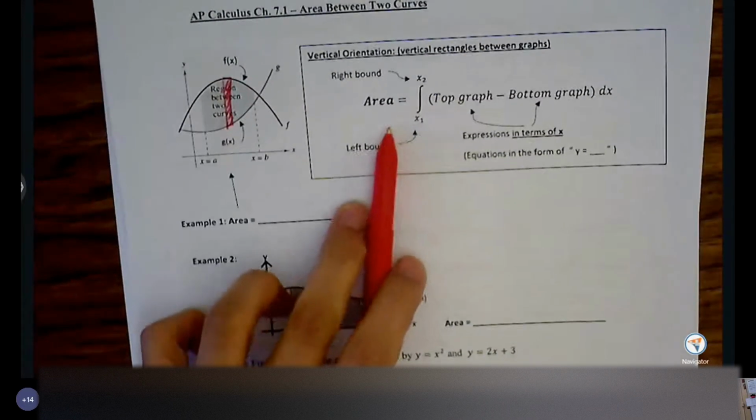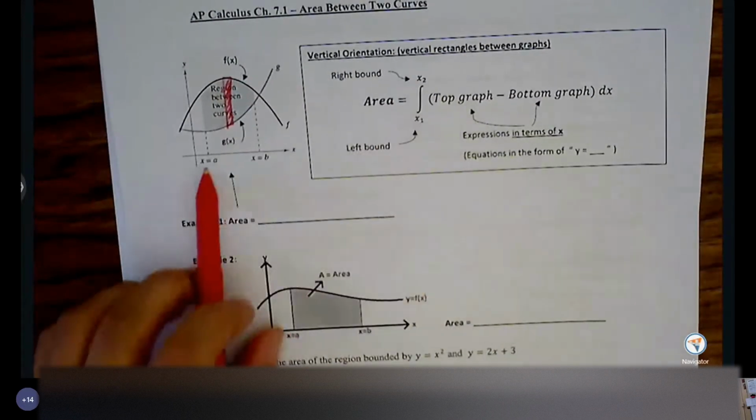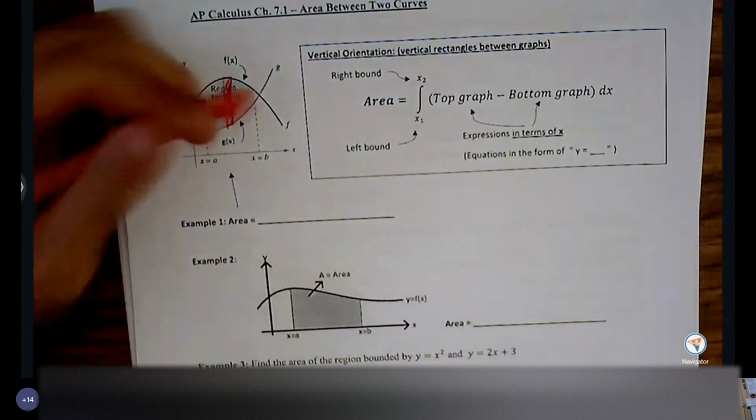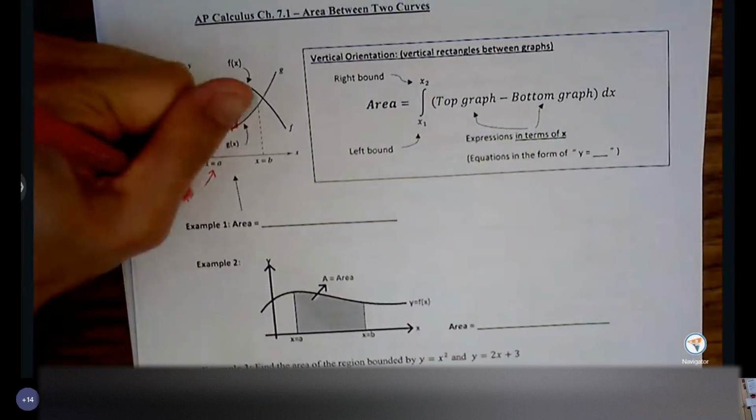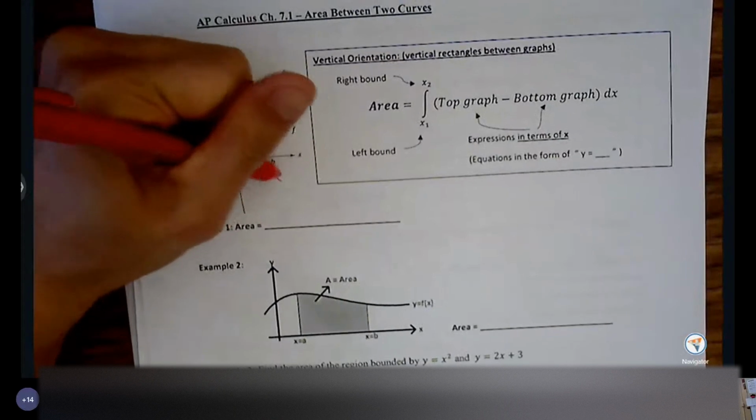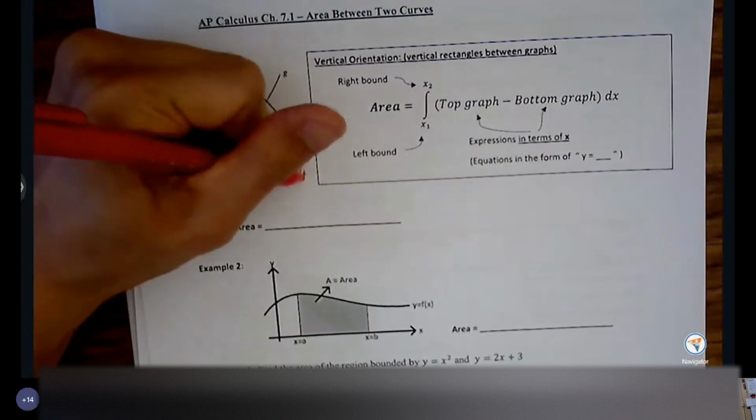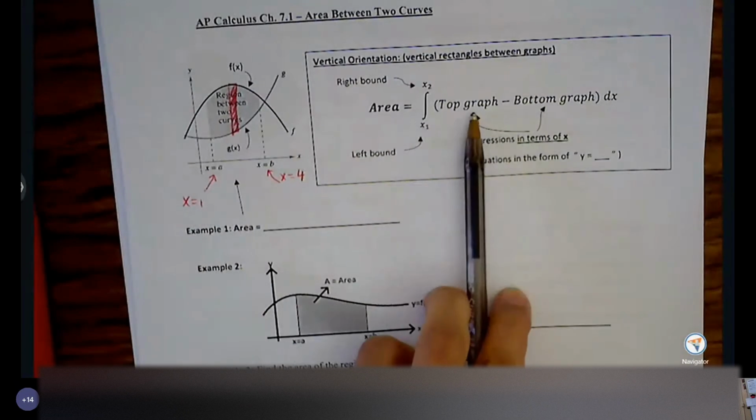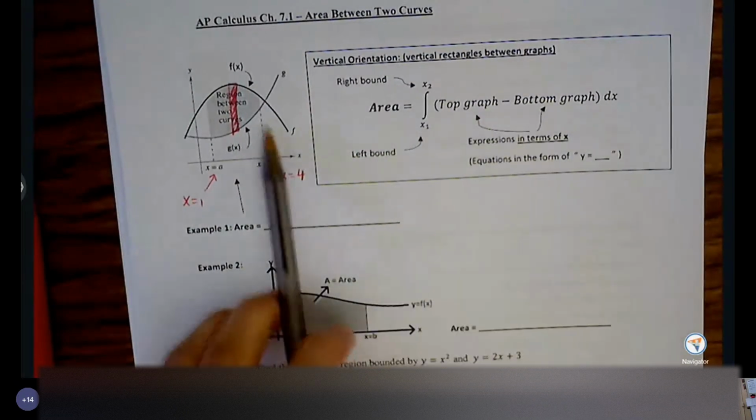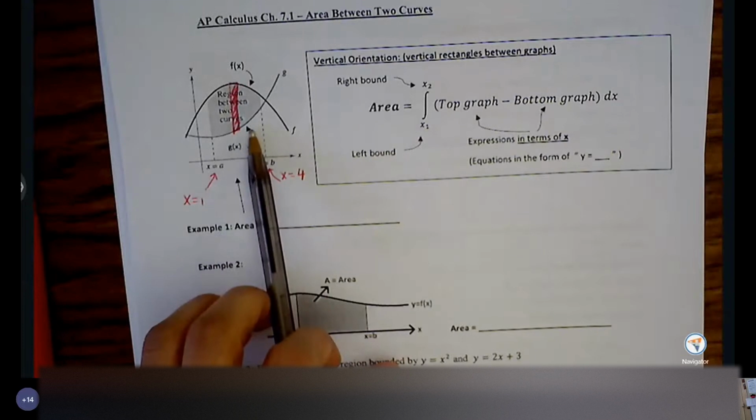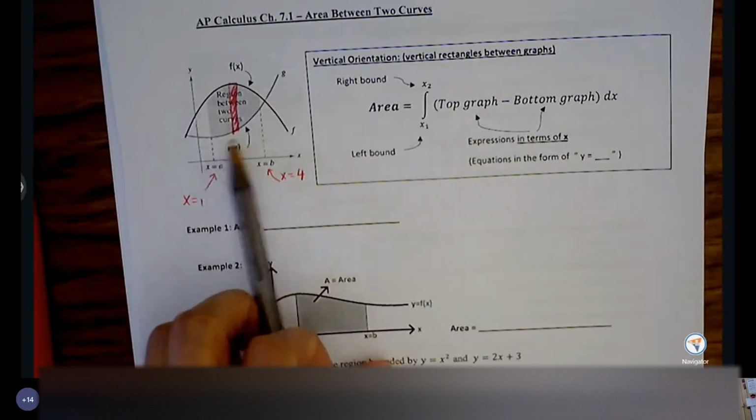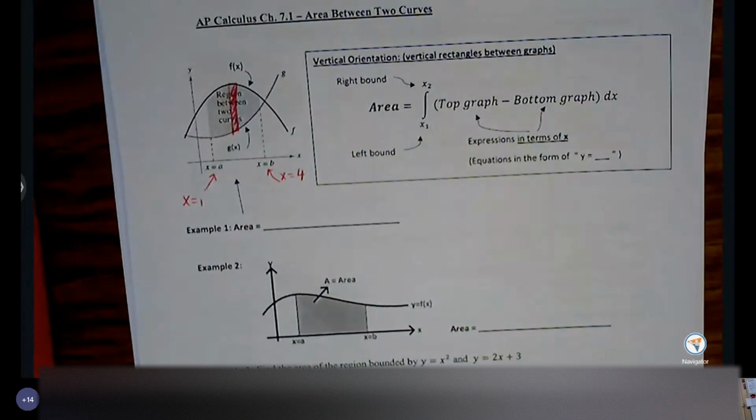So our area formula calls for the bounds, x1 to x2. Right now it's general value as a to b, but let's say it's x equals 1 to x equals 4. We need to identify the graph on top and the graph on the bottom. Basically, it's just whatever is above and whichever is below. So we see that f of x is obviously above g of x, at least for the shaded region that we are concerned about.